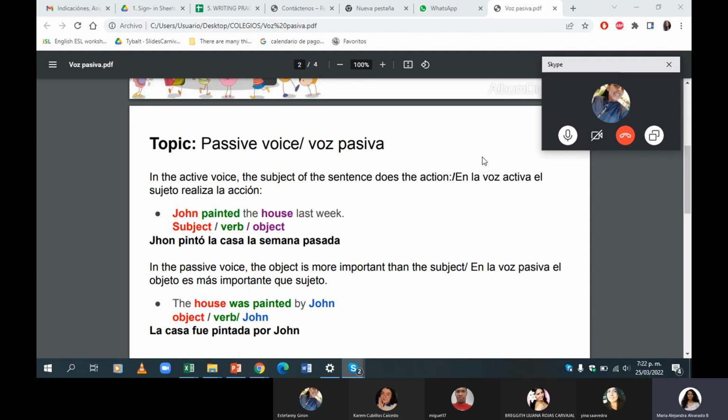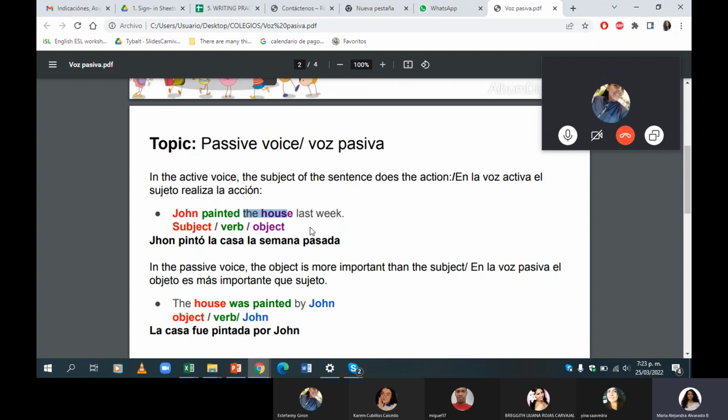So let's see. First of all, you have to be aware that we have active voice and we have passive voice. So in active voice, the subject is the most important thing. The subject is the person who usually does the action. And here we have an example. John painted the house last week. As you can see, John is the subject. John is the person who did the action. What was the action? The action was painting. And here we have the house. So in this case, it's the object.